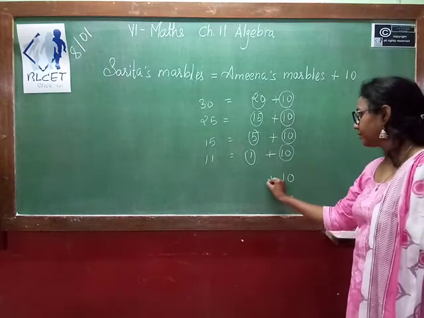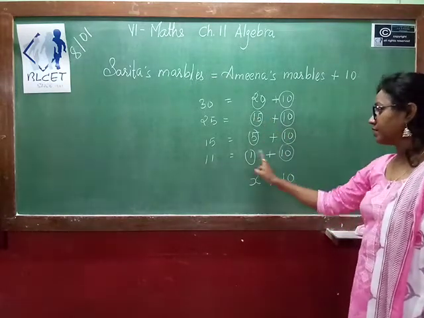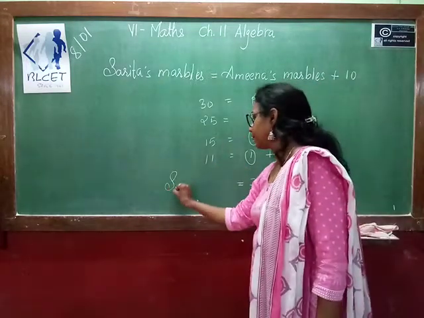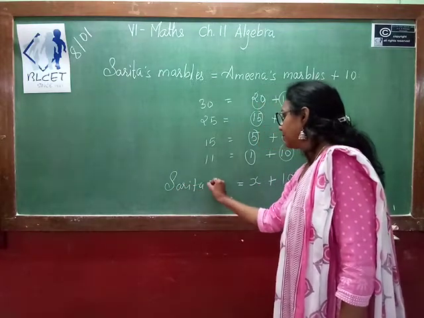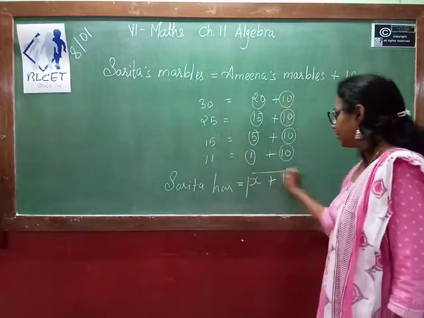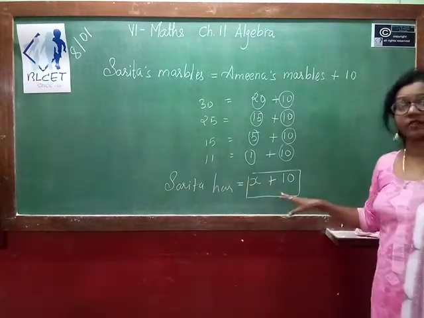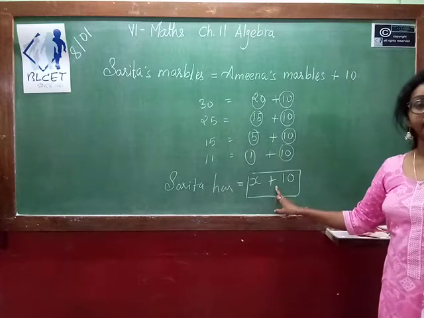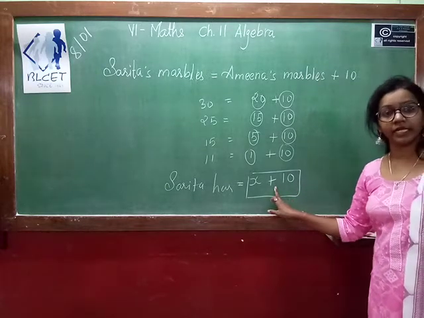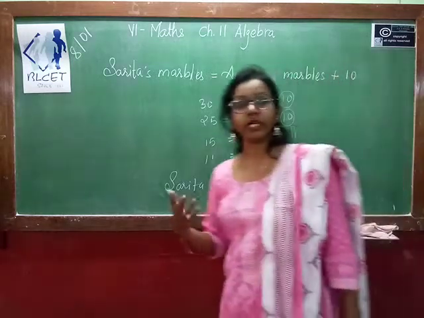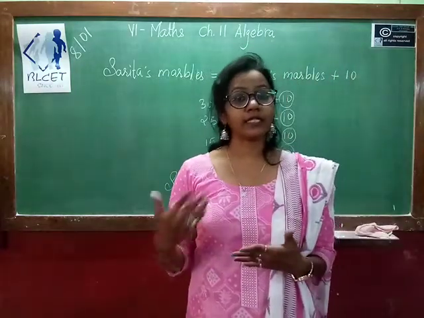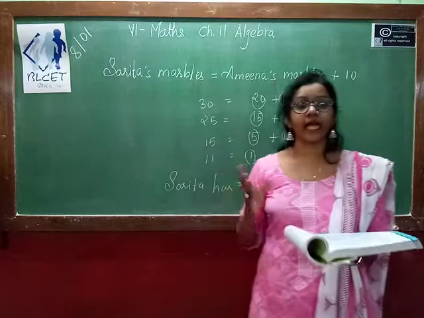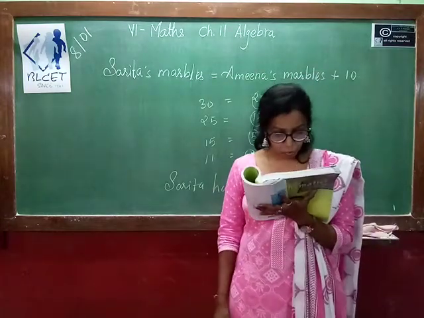10. This variable we can represent as x, which is the number of marbles Amina has, and x plus 10 is the number of marbles Sarita has. Okay, so this is the generalized formula in which you are using a variable and numbers, but in between there is a sign of addition. Previously we saw the sign of multiplication. Now, according to the situation, we have to do addition, subtraction or division. So this is one situation in which we are doing addition between a variable and a number.